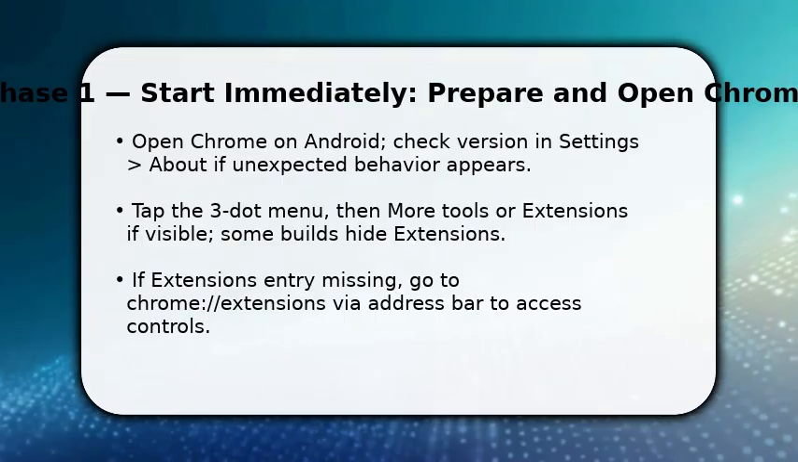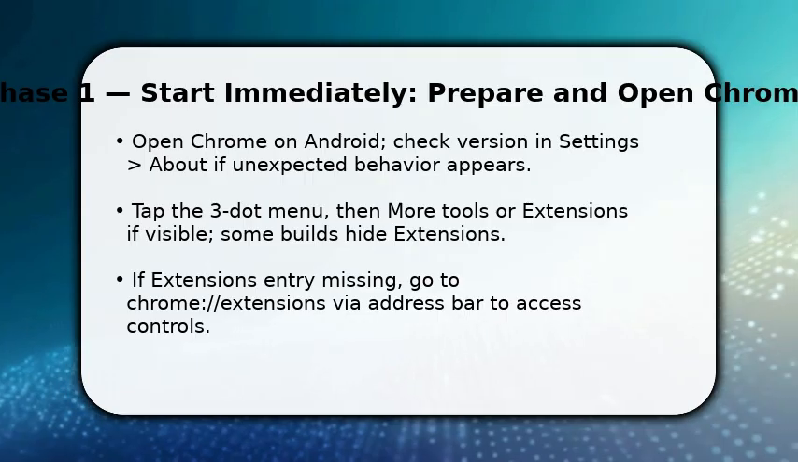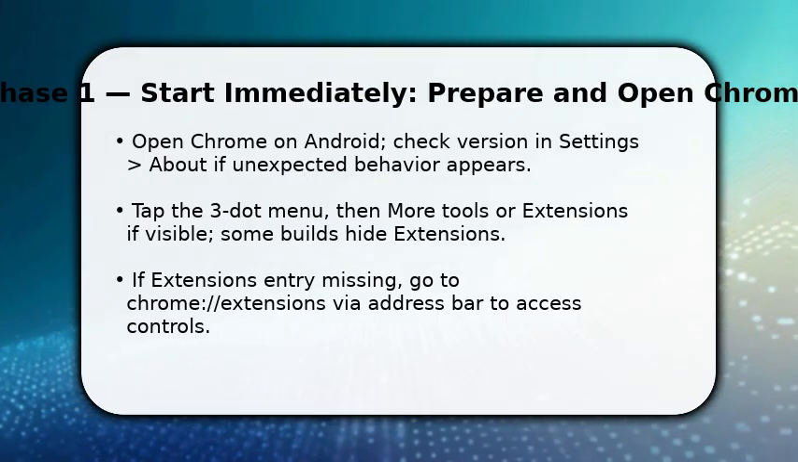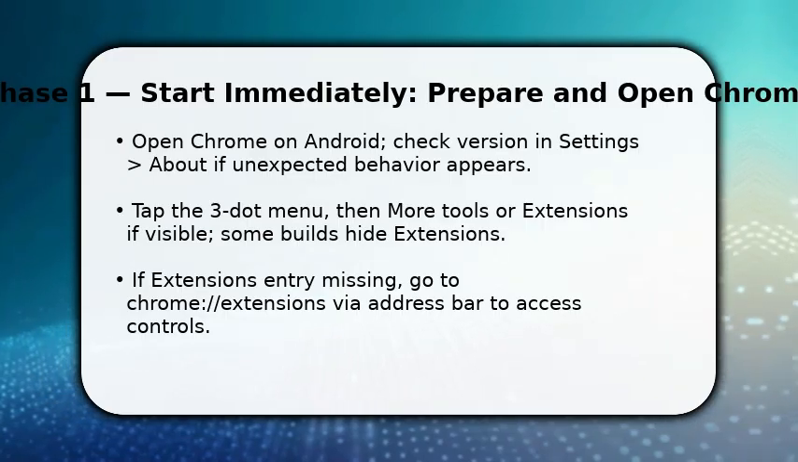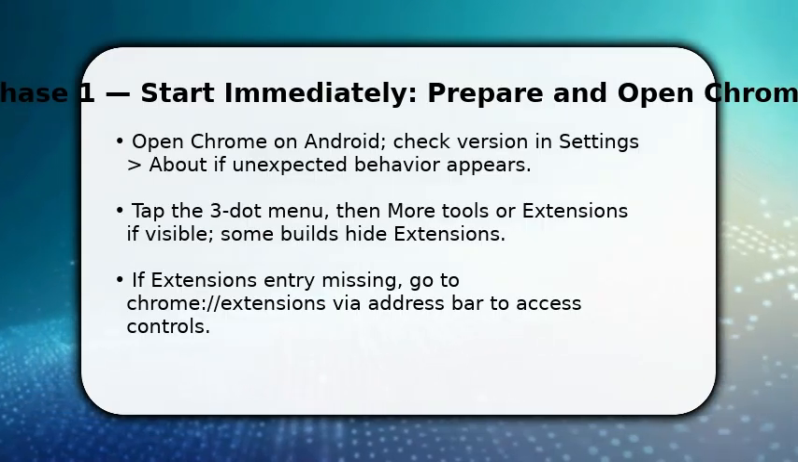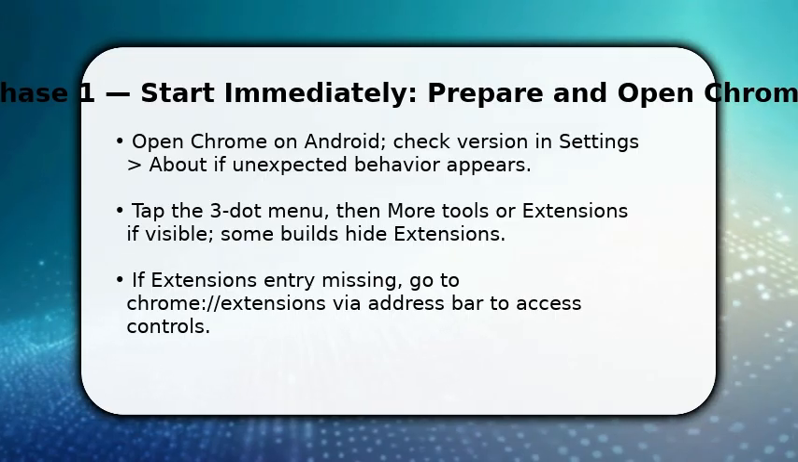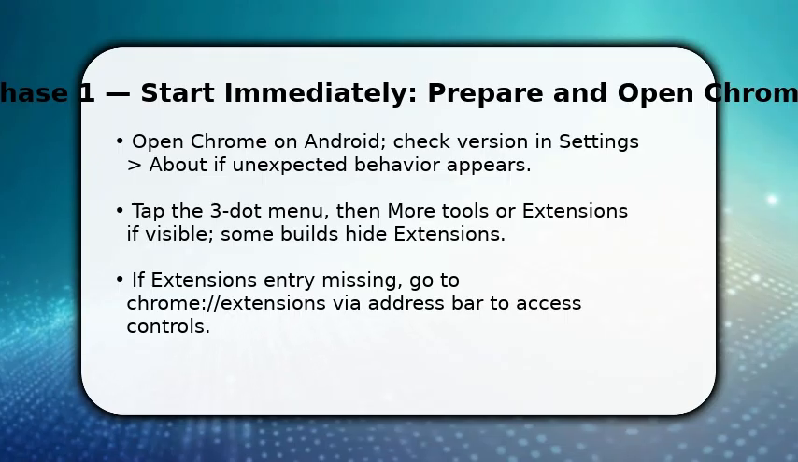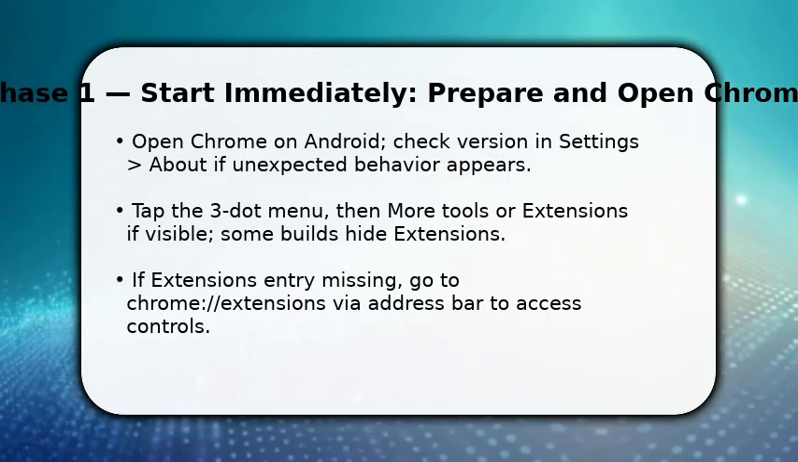You start by opening Chrome on your Android device and going straight to the controls. Tap the three-dot menu and look for extensions or more tools. If you don't see it, type chrome://extensions in the address bar and hit enter. Once done, inspect the list for the extension you want removed. This is faster than digging through system settings.